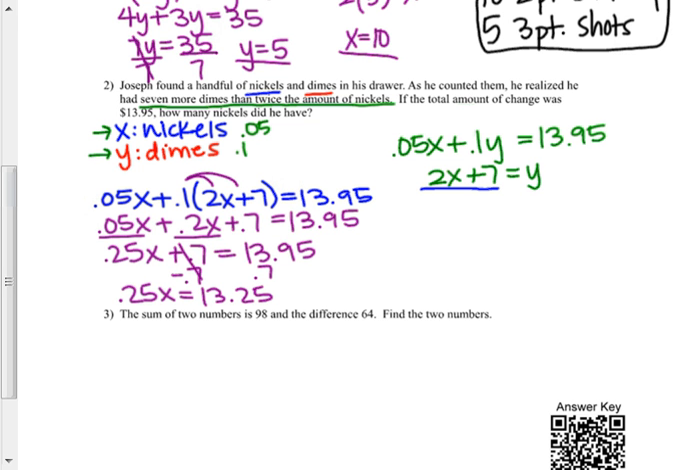Okay, let's go to the last one. The sum of two numbers is 98, and the difference is 64. Find the two numbers. I'm just going to call one of these numbers x and one of them y. Simple. If the sum is 98, then x plus y is 98. And if the difference is 64, then x minus y is 64. Remember, the difference is the result of subtraction.